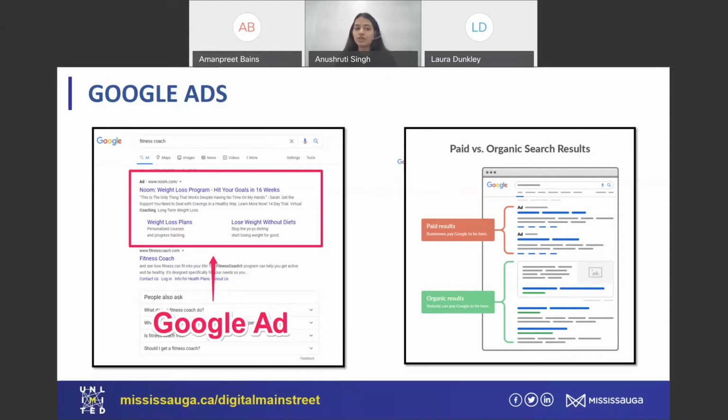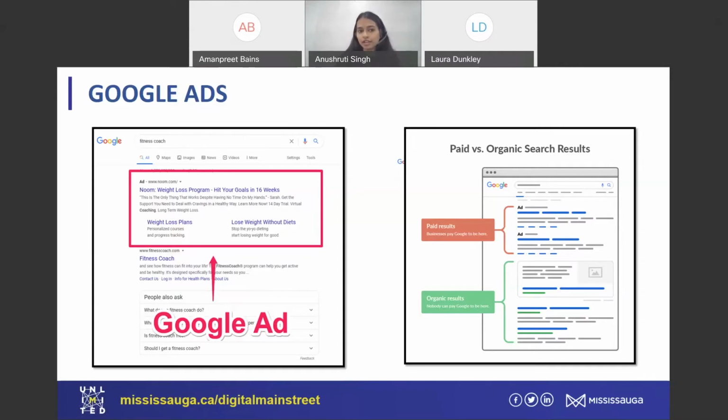For instance, for a keyword like personal fitness coach, one person bids $1 and another bids $2. The person that bids the highest will get that first link on Google. So that's how it works.